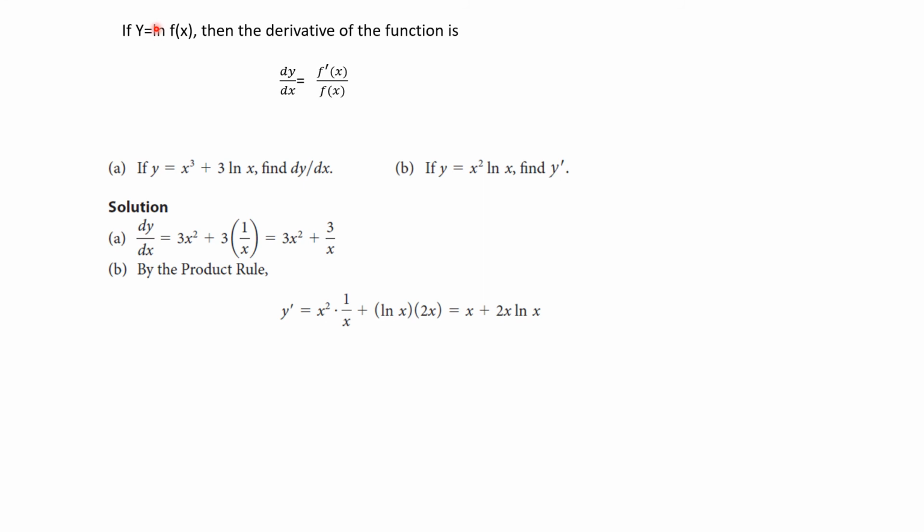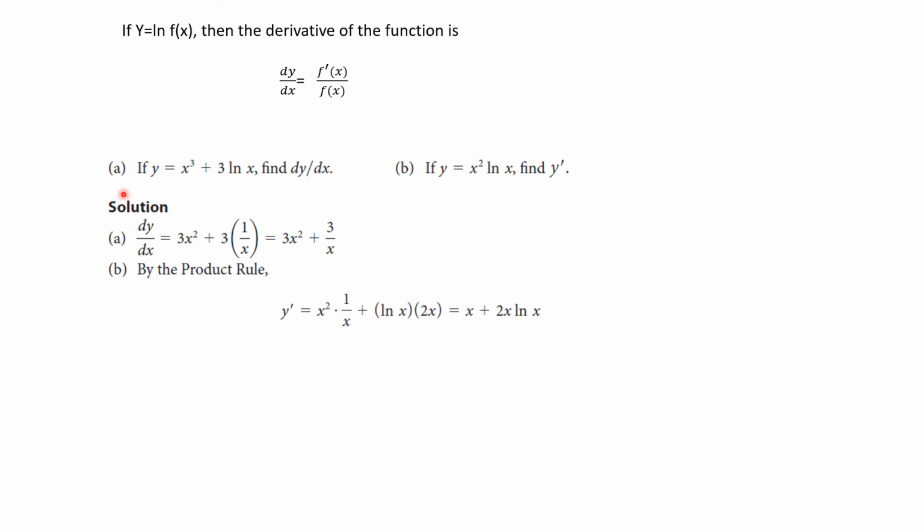Now suppose the function is a logarithm function. In this case we consider the natural log function, where y is equal to ln f of x. So how do we find the derivative of this logarithm function? It will be dy by dx is equal to, first you find the derivative of this function, which is f prime x, then you divide it by this function. Let's see two examples here, and we try to find the derivative of these two functions.